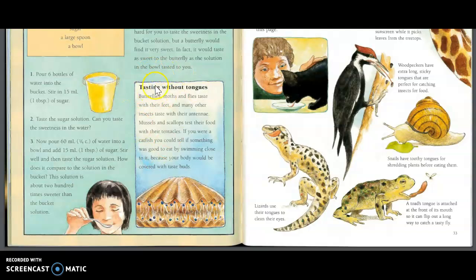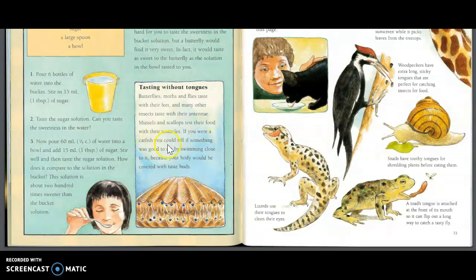Tasting with tongues, tasting without tongues. Ooh, look at this. I've actually gone into the water and caught some of these before. Let's read. Butterflies, moths, and flies taste with their feet, and many other insects taste with their antennae. Mussels and scallops test their food with their tentacles. I think that should say taste their food. I think the book made a typo.